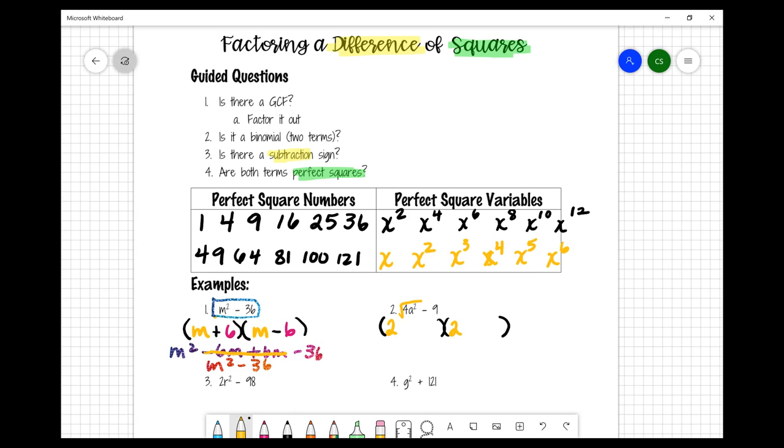Well, what is the square root of a squared? That means it's an even exponent for my variable, so it's a perfect square, and I just half it. So half of a squared is a. And then I take the square root of 9, which is 3. And one binomial gets a plus sign, and the other binomial gets a minus sign.